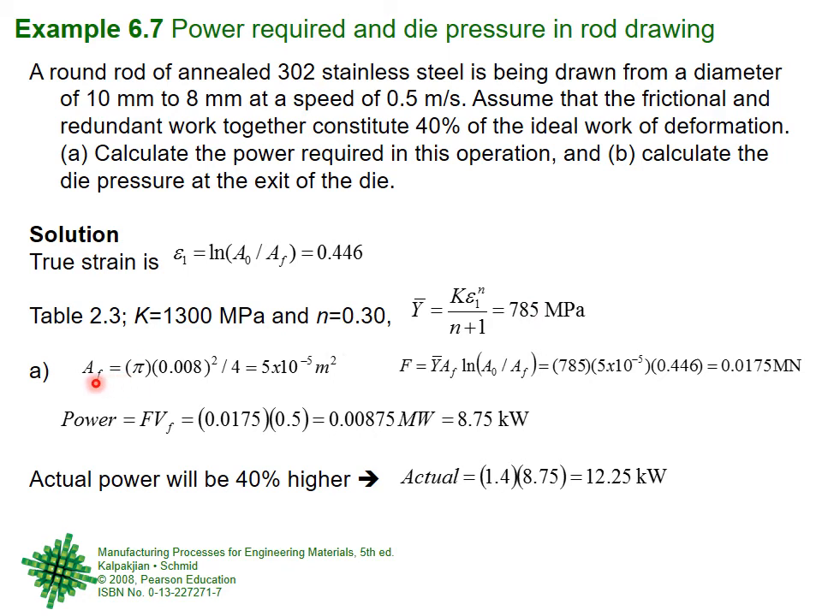Final area of the billet, pi by 4 d square, right? dF is 8 millimeter, 8 into 10 raised to minus 3 meter, right? So pi by 4 d square, this is the AF. Force is a stress, y bar ln A naught by AF, into AF directly, right? So write the value of y bar, write the value of AF, and ln A naught by AF is already this much. So you can find the force. So this is the force in mega Newton. This means 0.0175 into 10 raised to 6 Newton.